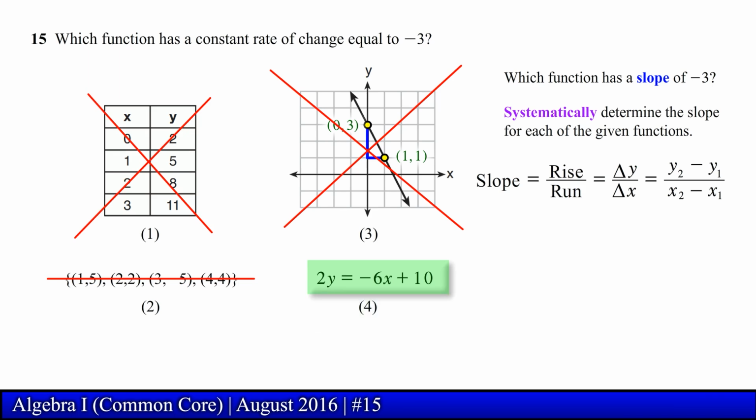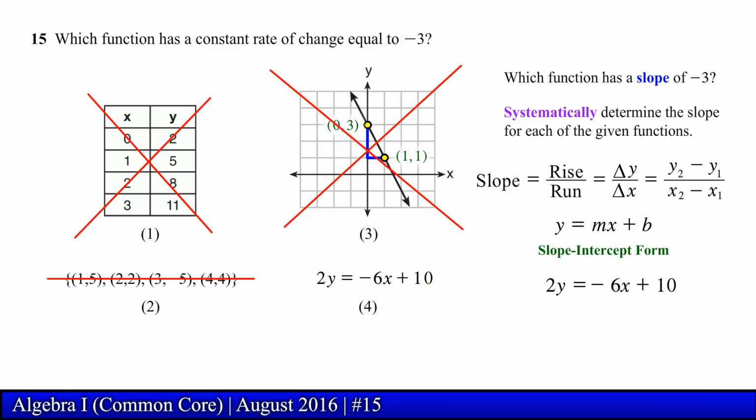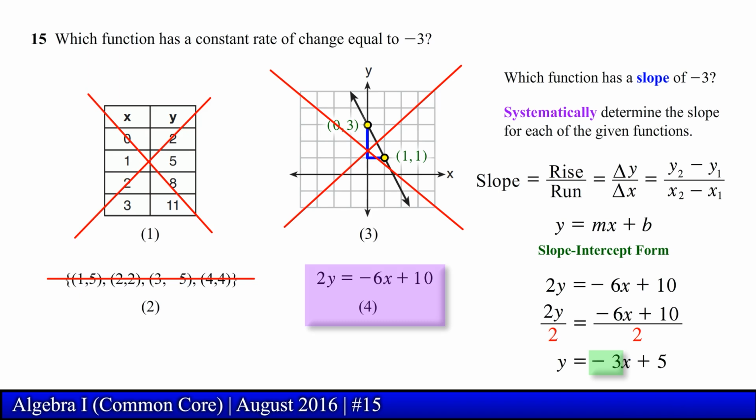The function from option 4 is an equation of a line, so we can determine the slope by rewriting the equation in slope-intercept form. So we go ahead and divide the function by 2. We then simplify both sides of the equation. Doing that, we obtain the following expression. Writing the equation in slope-intercept form allows us to clearly see that the slope of this linear equation is equal to -3, so option 4 is our answer.